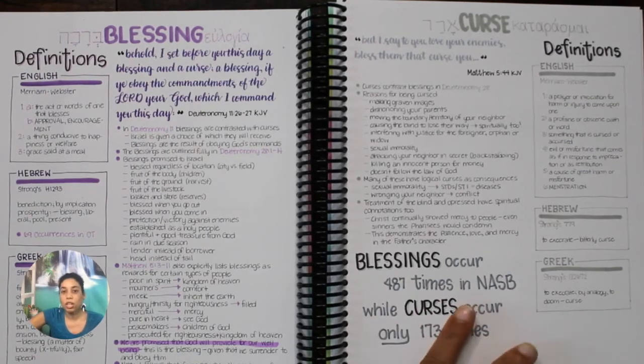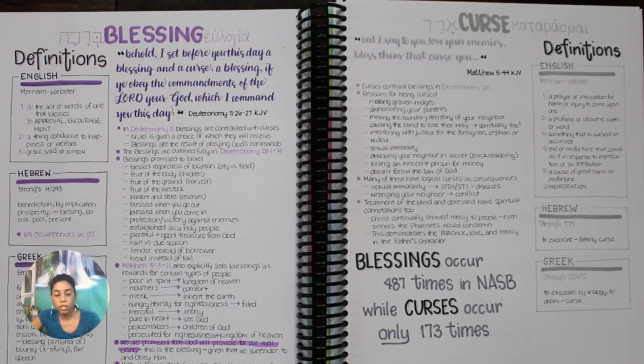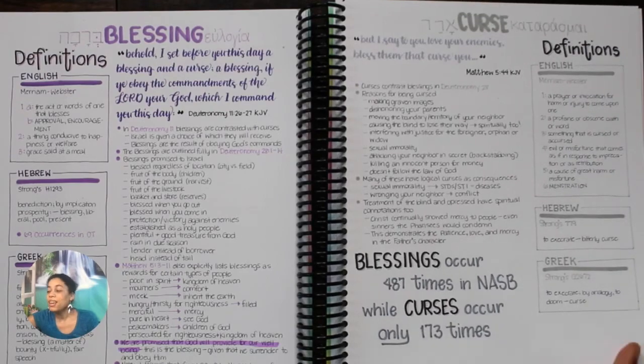And I thought it was interesting that blessings occur 487 times in the Bible, particularly in the NASB translation, and curses only occur 173 times. So that's something to be thankful for.